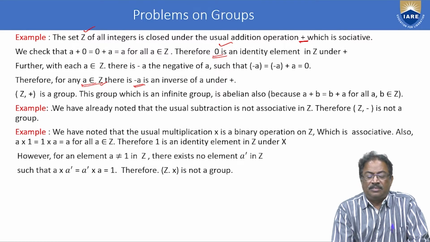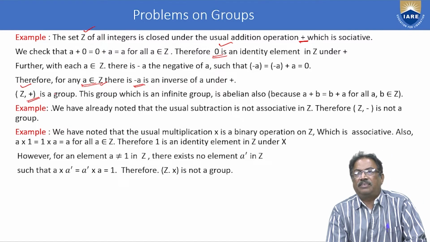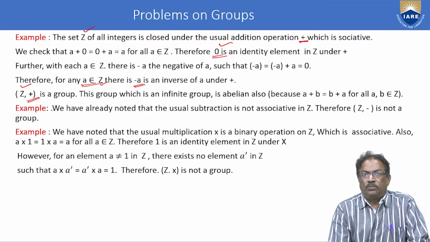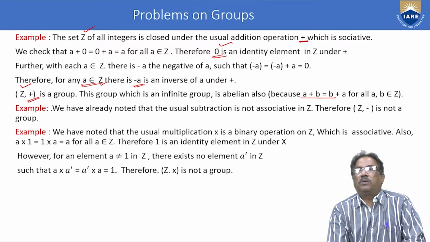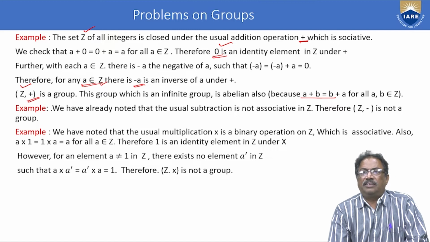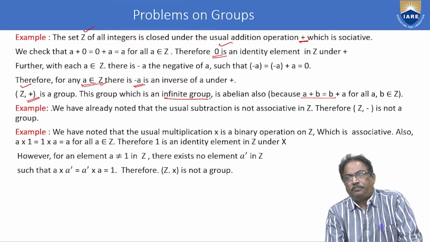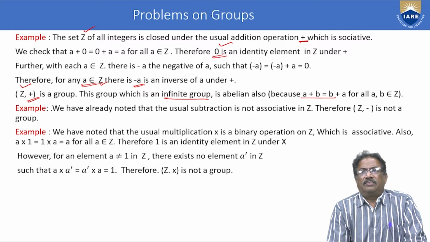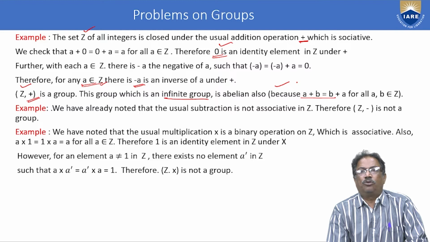So we can say that Z, the integers under the binary operation plus, is a group. Here it is also an abelian group, because a plus b equals b plus a. This group is infinite because the integer set is infinite, so we can say that it is an infinite group. This is the way that we verify whether the integer set is a group or not.